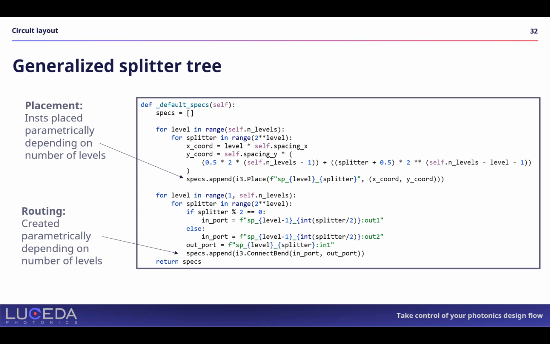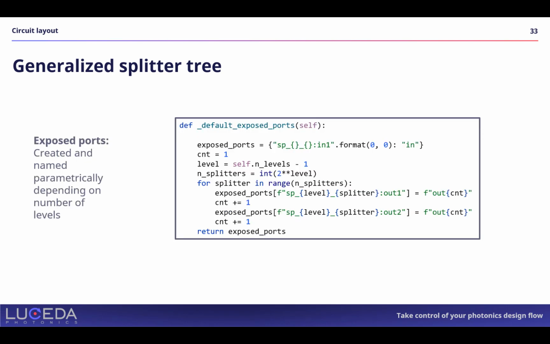If we look at the top for loop, we see a nested loop that iterates over the number of splitters in each level. The level variable is used to determine the number of splitters in this level. For example, if the level is 1, then there are 2 splitters in this level. We also define x and y coordinates using the parameters spacing x and spacing y as before. This is then appended to the specs list. In the second for loop, we use the modulo operator to check if the splitter variable is even or odd. This will then determine the output port.